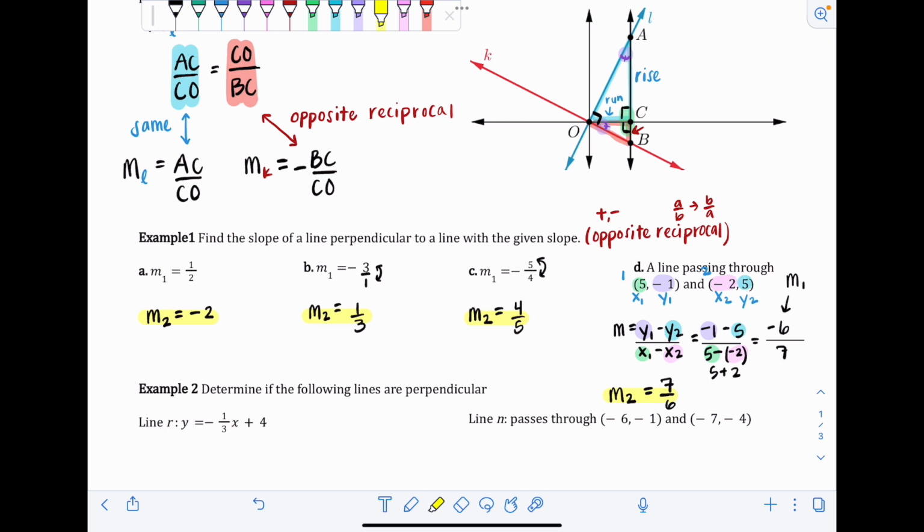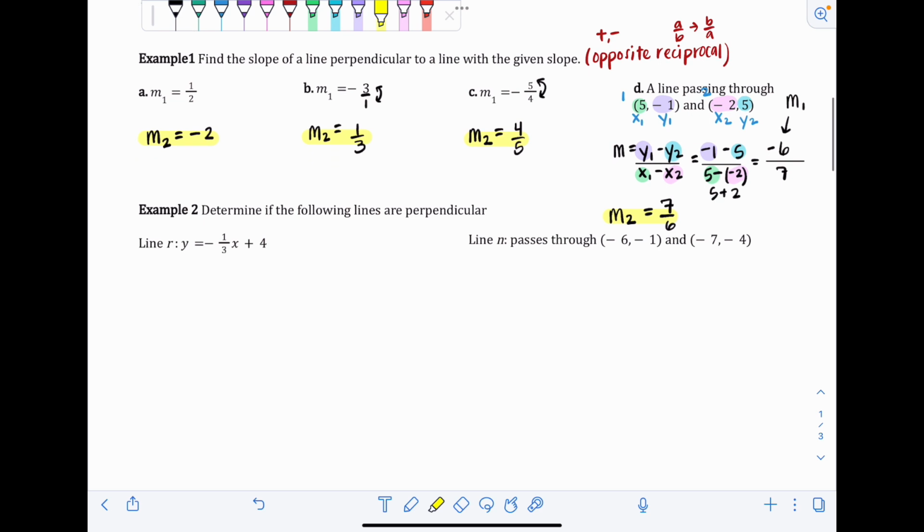And then for example 2, determine if the following lines are perpendicular. Line R has the equation y equals negative 1/3 x plus 4, and line N passes through (-6, -1) and (-7, -4). So we just need to find the slopes of each individual line and then compare them and see if they're opposite reciprocals. For line R, this is in slope-intercept form, which is y equals mx plus b.